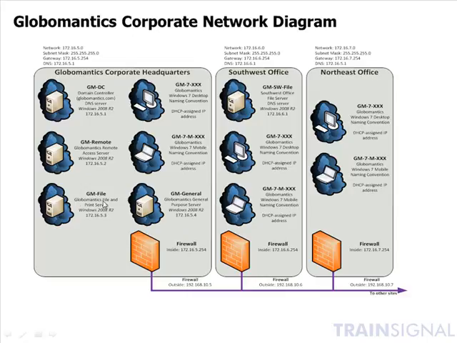There are 4 servers at Global Mantix corporate headquarters. The first one is GM-DC, which is the Global Mantix domain controller for headquarters. It runs Windows Server 2008 R2, and it also houses the DNS server role. Global Mantix uses the domain name globalmantix.com, and this is also the name of the Active Directory domain in use by Global Mantix. There are some other servers as well.